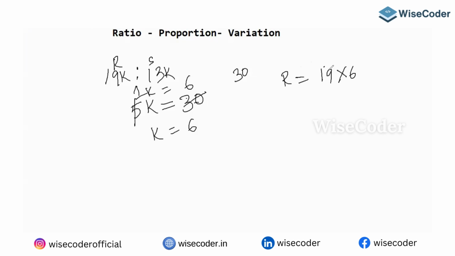So what is 19 into 6? It will give you 114. So Ram will have 114 marbles. If you want Sham, how many marbles will Sham have? 13 into 6. So what will 13 into 6 give you?